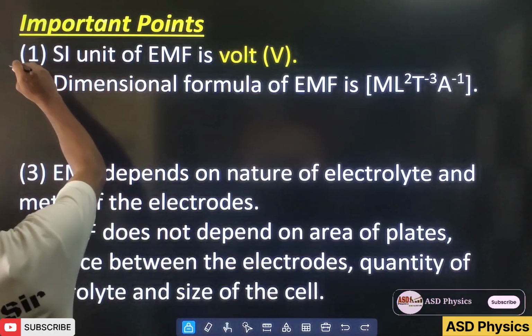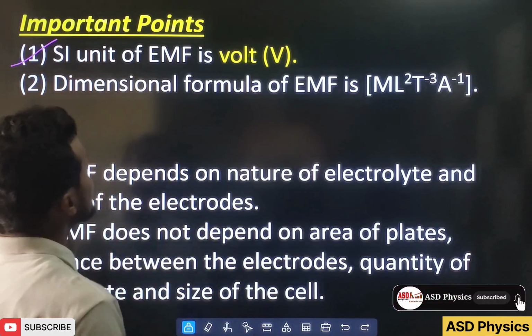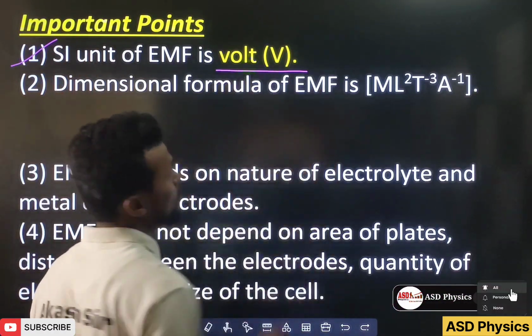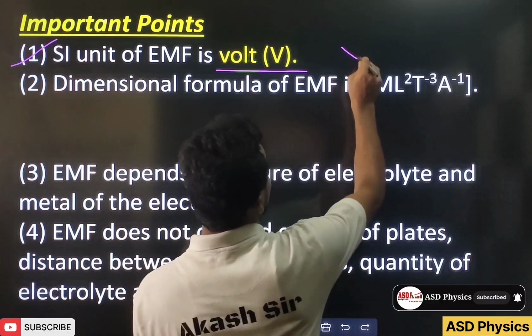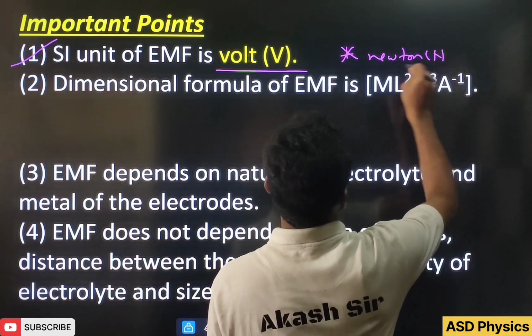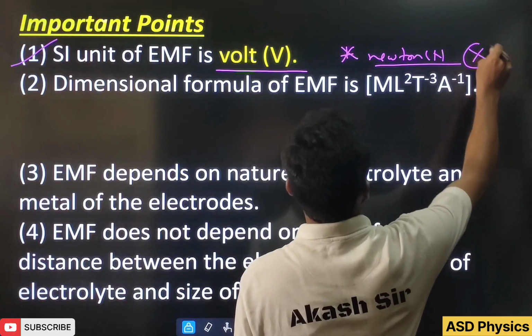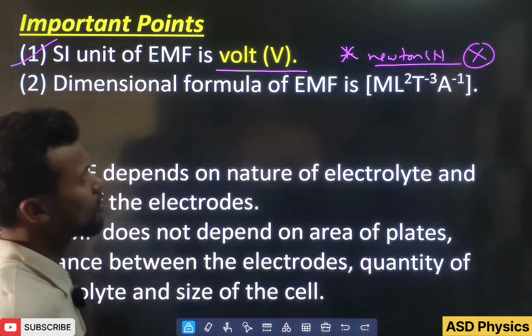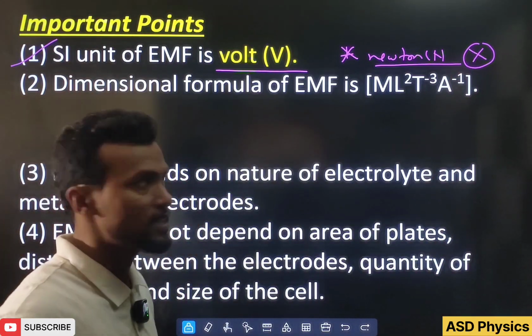So see the first important point, as I have told you, the SI unit of EMF is a volt. And remember that maybe you may think the force term is coming, so it may be the Newton, but it is not a Newton. What is this? A volt, or even you can tell joule per coulomb also.